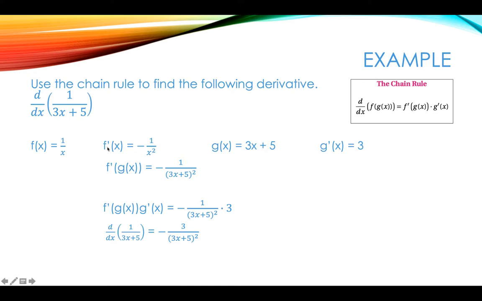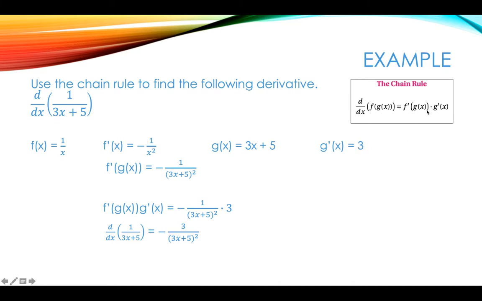Now we're going to come back. We're going to do f prime of x, and that's negative 1 over x squared. Hopefully you have that memorized. Otherwise, think of f of x as x to the negative 1 and apply the power rule. All right, the derivative of g of x is going to be easy to do. 5 has a derivative of 0. 3x has a derivative of 3.